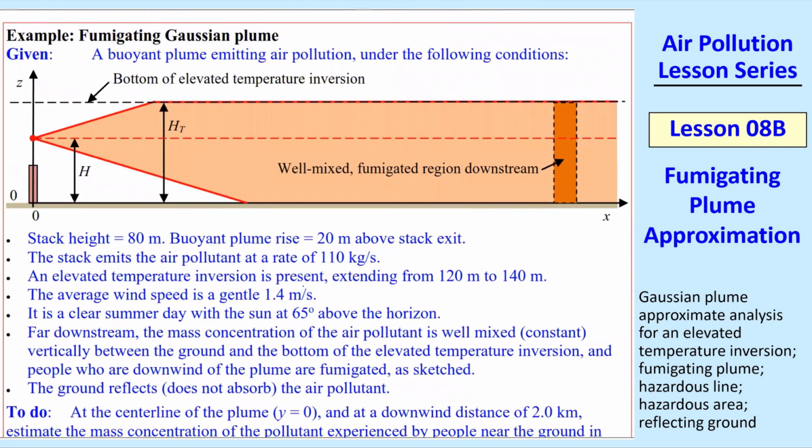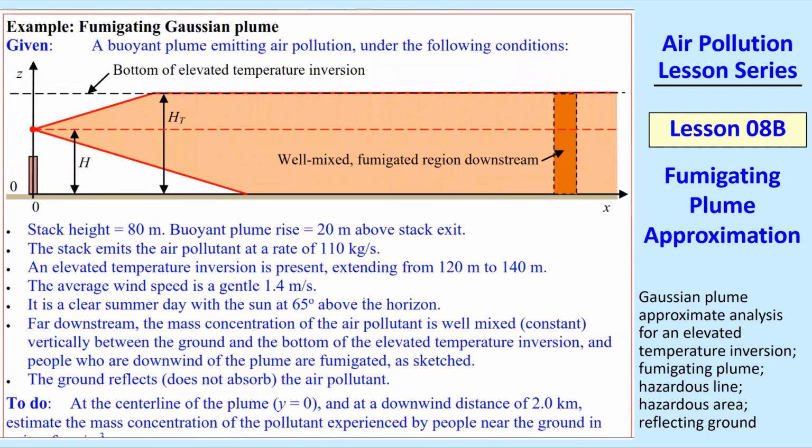So here we have a buoyant plume emitting air pollution, and wow, this looks like the same plume we had previously. Yes, exactly the same plume. I just keep doing it. It's our favorite plume again. We have the same H is 100 meters. We have the same m.js as before, 110 kilogram per second. Here we have an elevated temperature inversion between 120 and 140. Well, we don't care what the 140 is, that could be 10,000 as far as we care. All we care about is the bottom of the temperature inversion, which is at HT, 120 meters.